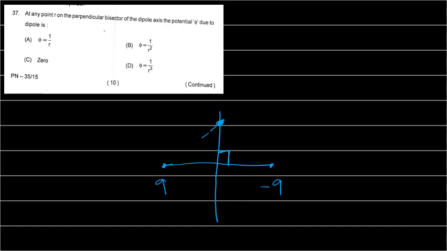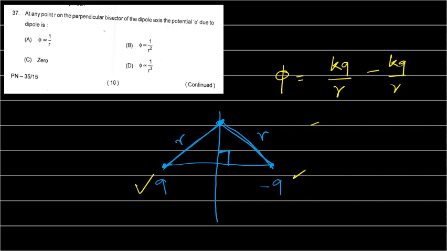So let this distance be r, and we know from the properties of triangle that these distances are equal. So the total potential is given by, for the positive charge, kq by r. For the negative charge, minus kq by r. So the answer is 0. That is option C.